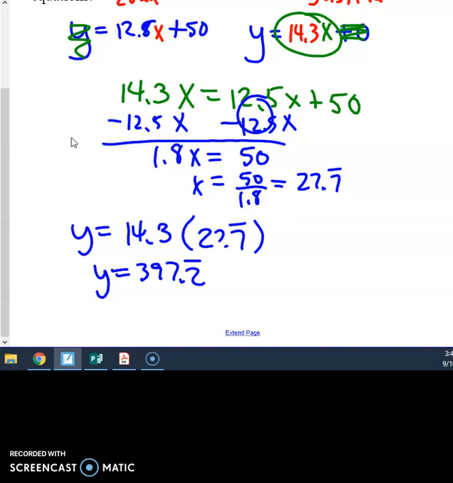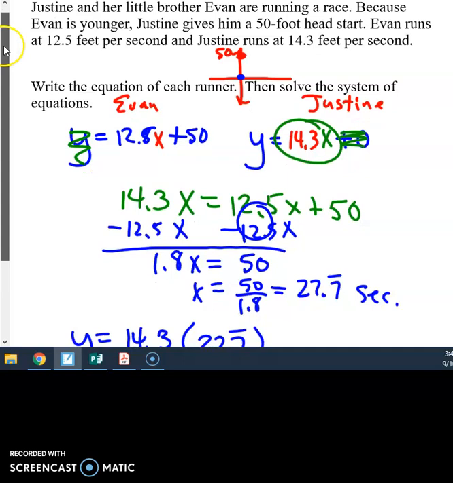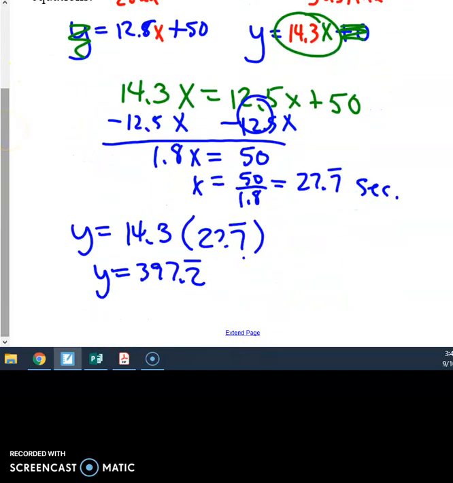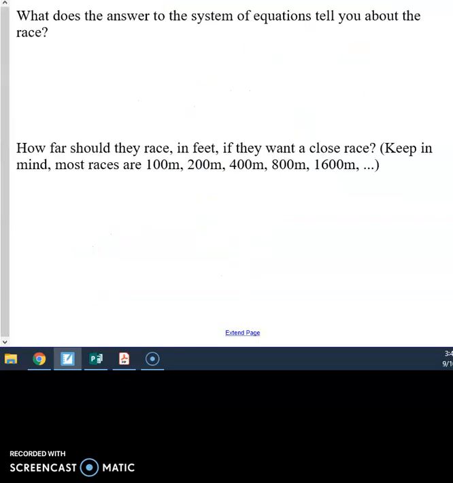397.2 repeating. So this is time. So how many seconds? And they're running in feet. This is how many feet that they will be away from the starting line when Justine finally catches up with Evan. So what does the answer tell us in terms of the system equation of the race? The x value tells us the time it's going to take for Justine to catch up with Evan. The y value tells me how far they are away from the starting line.